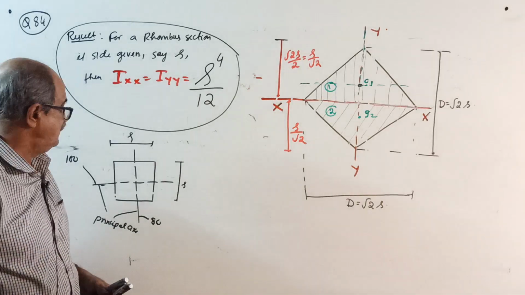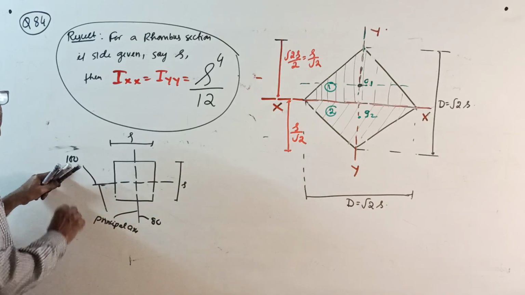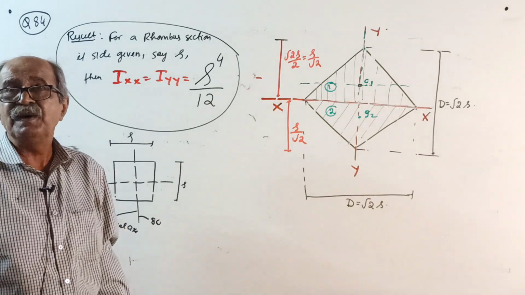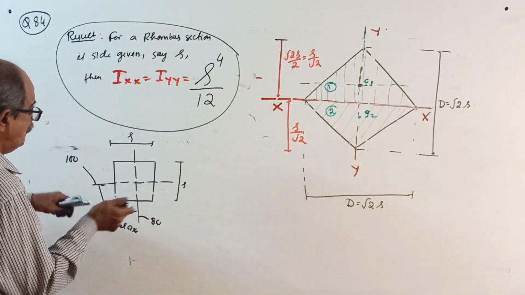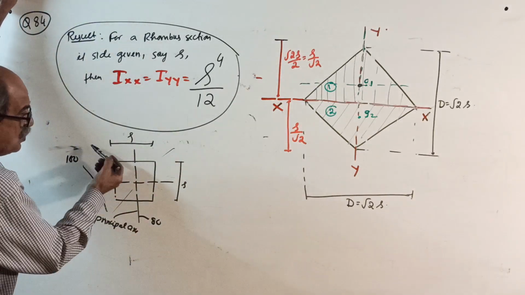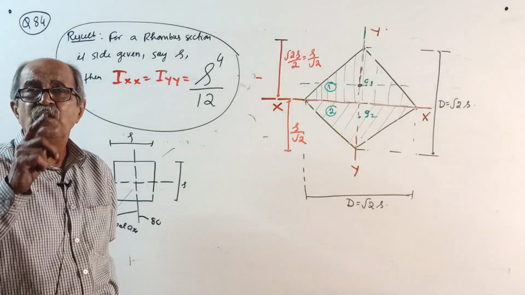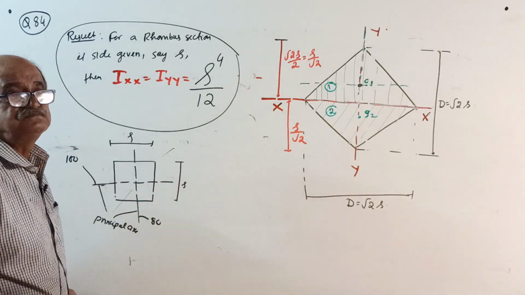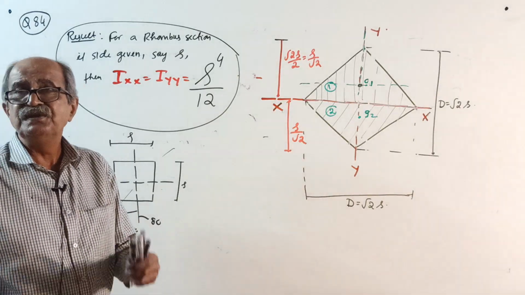If it is unequal, then maximum moment of inertia is 100. Principal, about centroidal axis, maximum. Minimum is 80. Now, any axis you draw in between, any axis you draw at any angle, moment of inertia will be between 80 and 100. That's a rule. That is called principal axis.